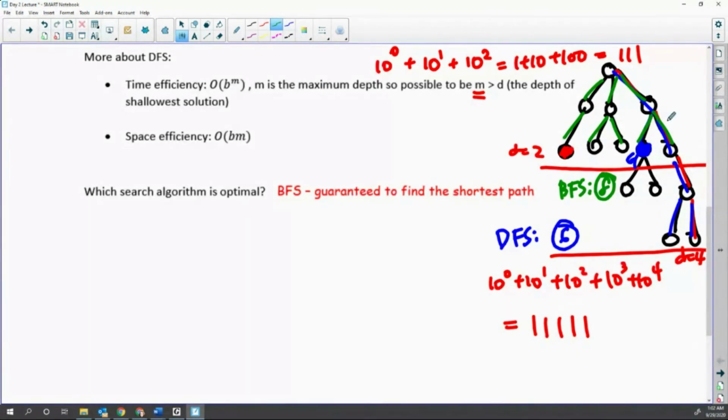How about if the goal is somewhere closer to my DFS? How about a new goal? In that case, it's much different. So DFS has space efficiency, in the average case, of branch factor times maximum depth. So space-wise, DFS is good.